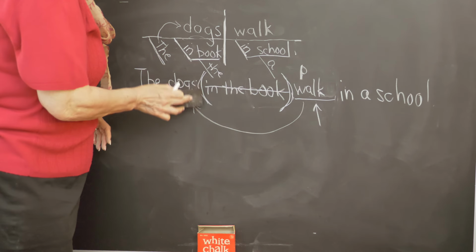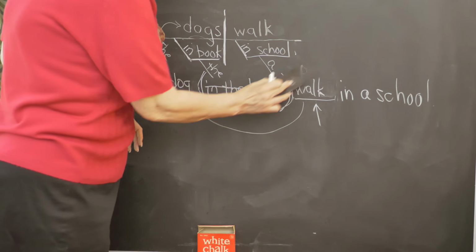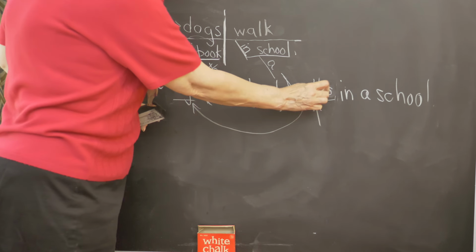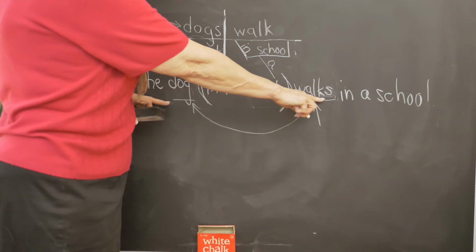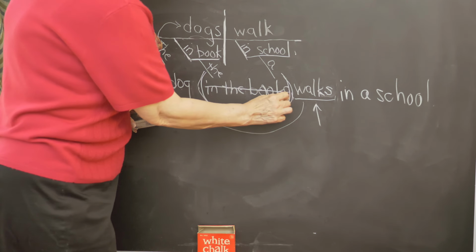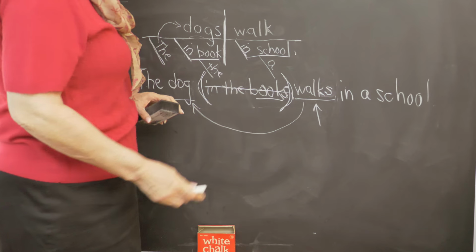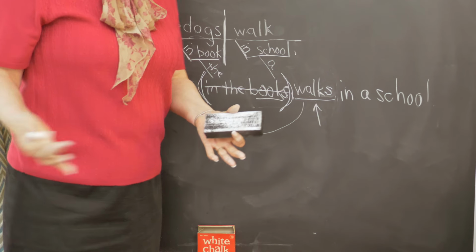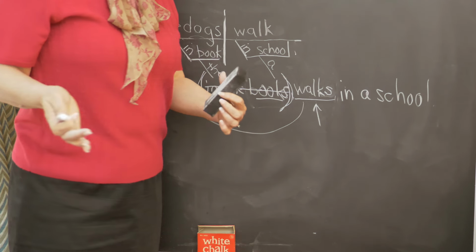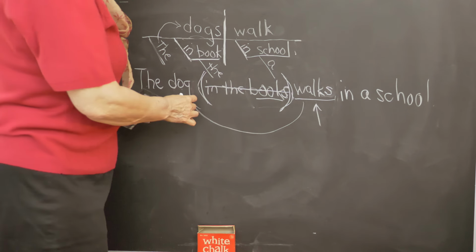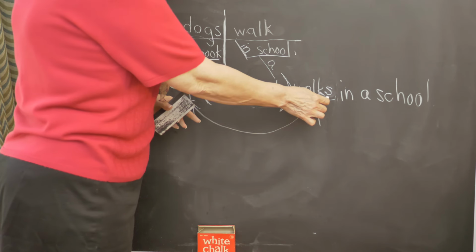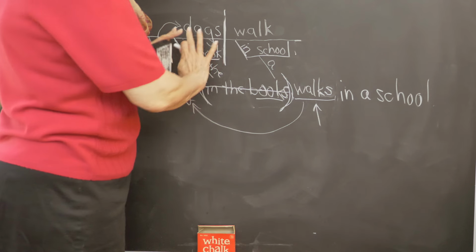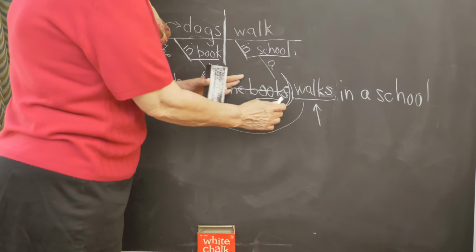If we change this back to dog, the dog walks, then we make them both singular. We could change book to books and make books plural. The dog in the books. Maybe this is a dog in a book series, like the Boxcar Children books. The dog in the books walks in a school.